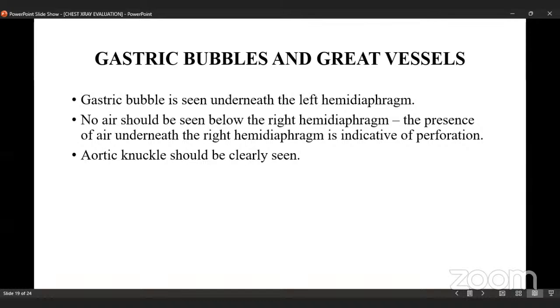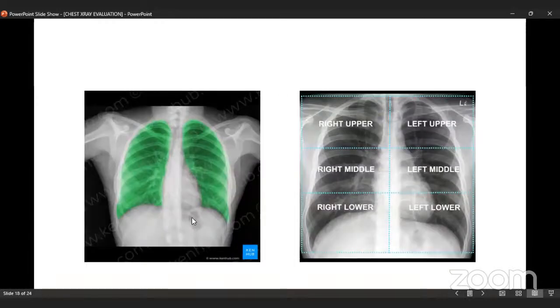Yes, please. All right. So the gastric bubble, just as I said, that's air within the stomach, okay? And it's always seen underneath the left hemidiaphragm. Here it is. You see this dark area where the cursor is? That's the gastric bubble. And it is always seen underneath the left hemidiaphragm, okay? No air should be seen anywhere else aside from the area underneath the left hemidiaphragm.